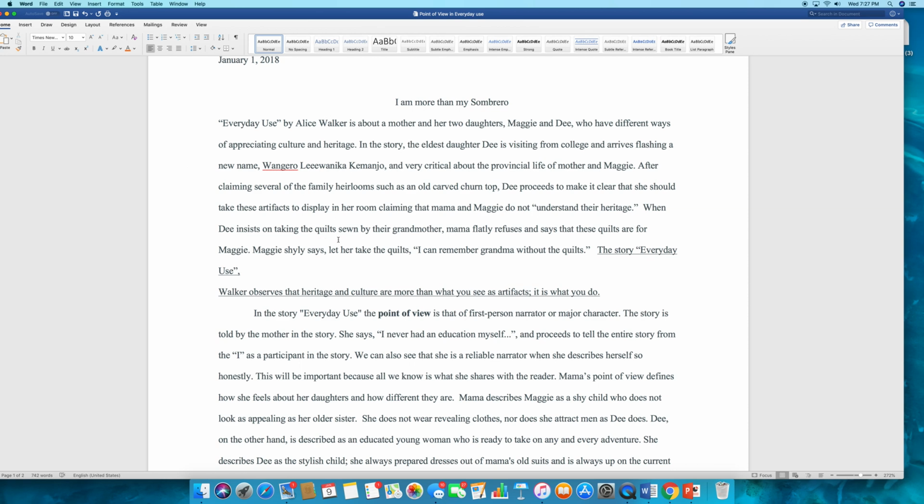When Dee insists on taking the quilts sewn by their mother, Mama flatly refuses and says that these quilts are for Maggie, the youngest daughter who lives with her. Maggie, who is shy, says, "Let her take the quilts. I can remember Grandma without the quilts." That pretty much sums up the story. At least I'm taking the summary in the direction of my central idea.